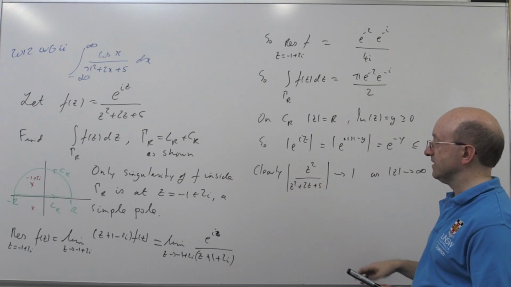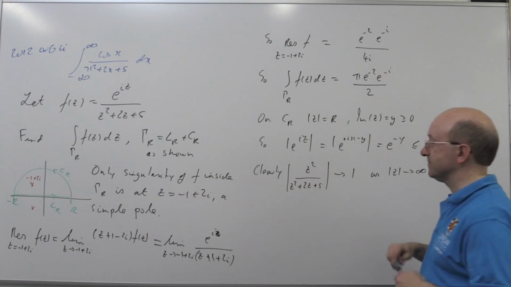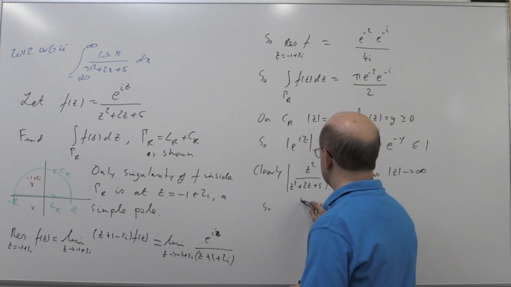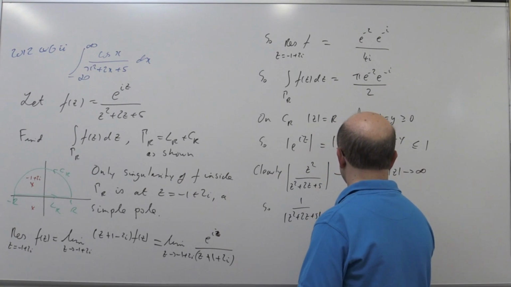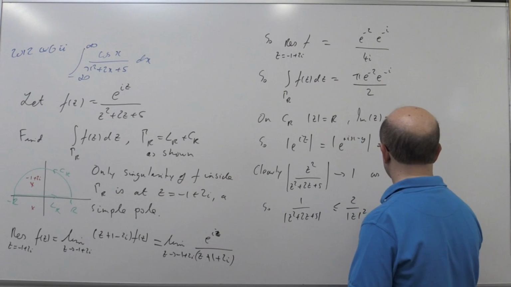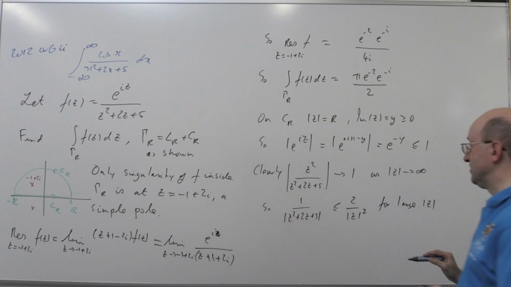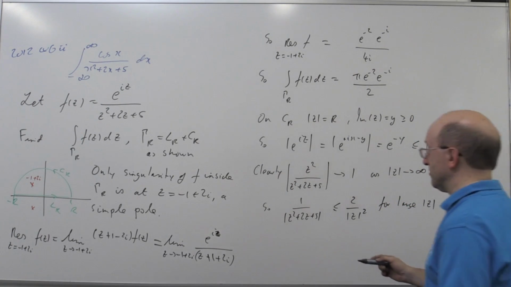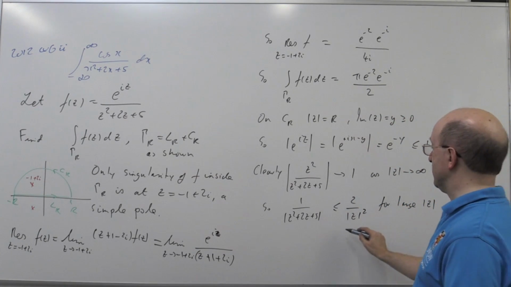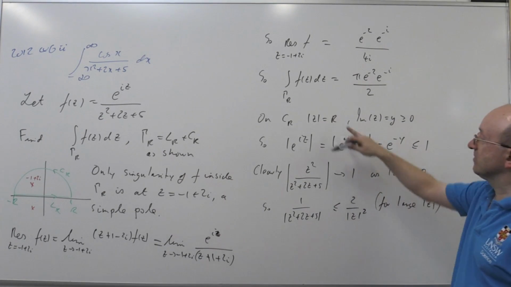So 1 over mod of z squared plus 2z plus 5 will be less than or equal to 2 over mod z squared for mod z big enough. How large we don't know, we don't care, we're going to infinity after all. Which of course on CR is 2 over r squared. So that's just 2 over r squared on CR.